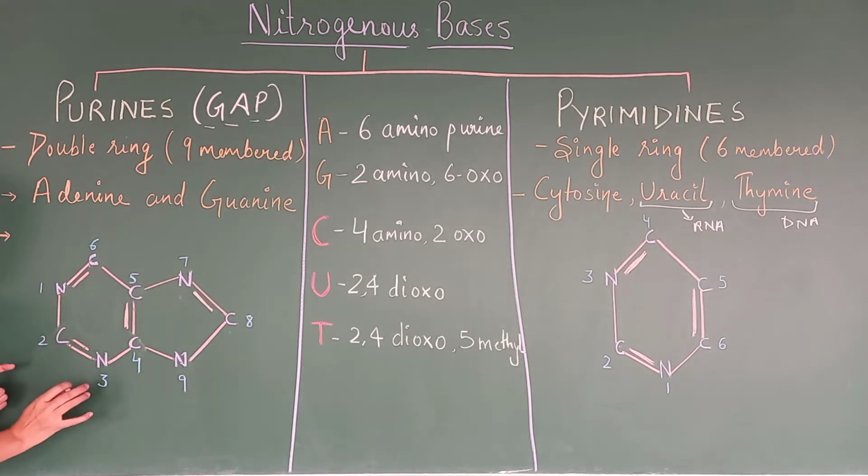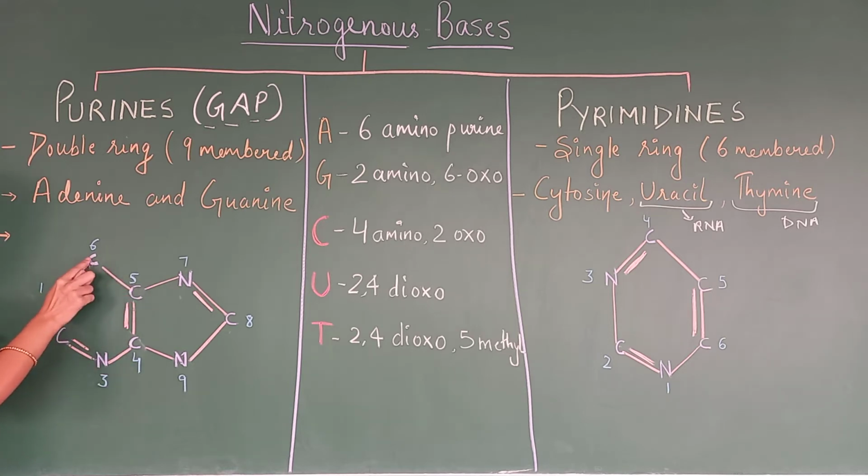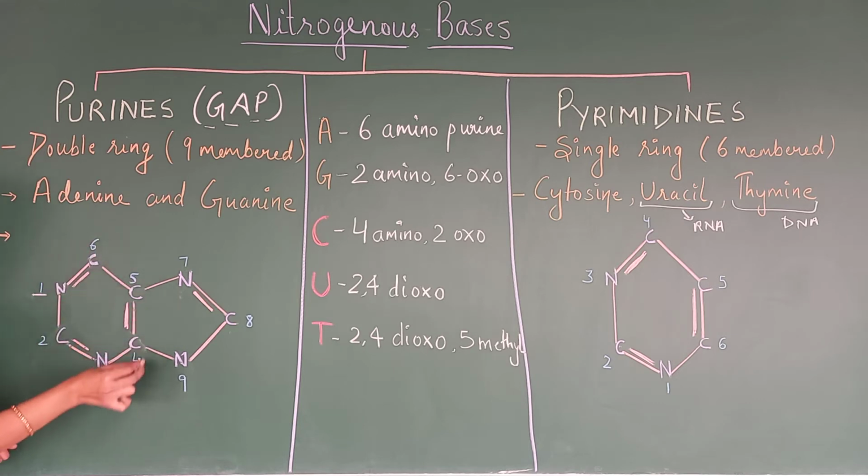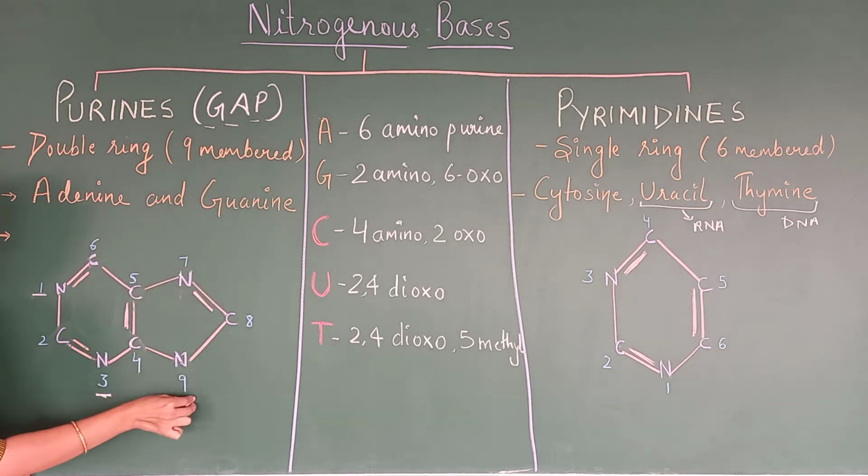After drawing this skeletal structure, we are going to start numbering from this position in a clockwise manner. Okay. So, let us start: 1, 2, 3, 4, 5, 6, 7, 8, 9. In this purine ring, nitrogen is placed at the odd numbers 1, 3, 7 and 9. So, except 5, all odd numbers contain nitrogens. Fine, the rest you can place carbon.